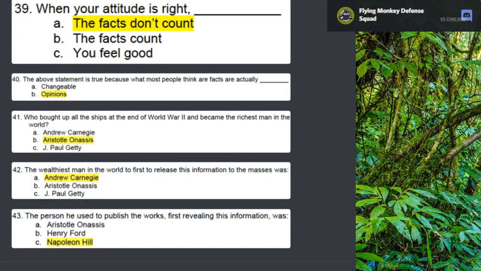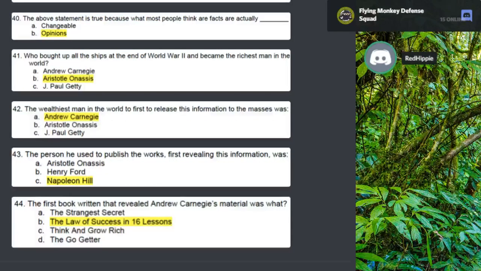Success. You get at least 1 point for that. The Law of Success in 16 Lessons.